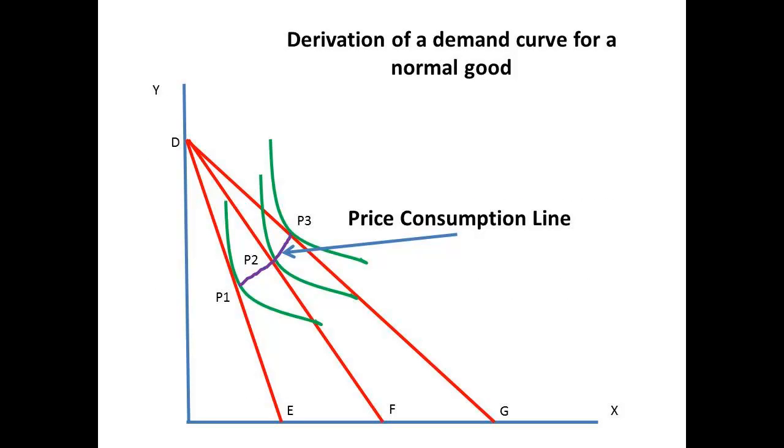We can use these ideas to draw demand curves. The map here shows the effect of reducing the price of X for a normal good. The line shifts or pivots from DE to DF to DG. This gives a price consumption line passing through the points of P1, P2 and P3.